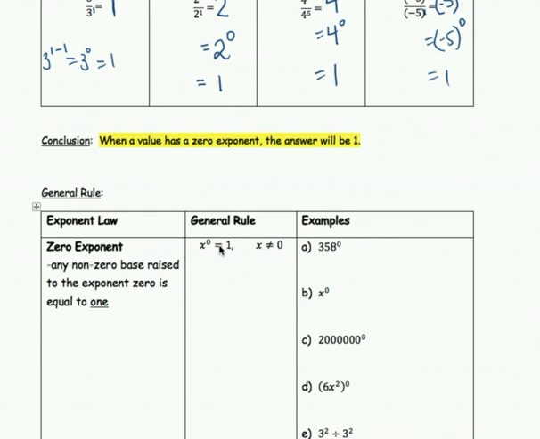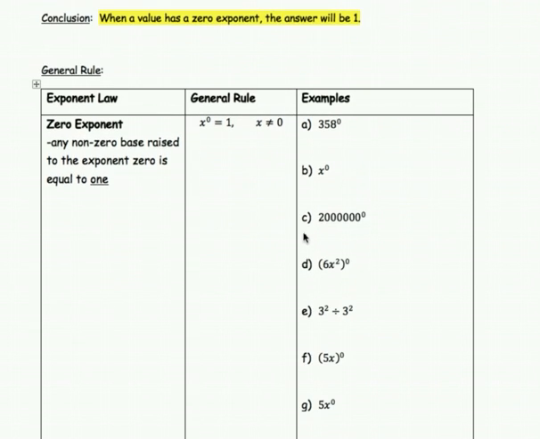If it has an exponent 0, it'll equal 1. Okay, but just one condition is that you can't have x equal to 0. All right, so let's go through these ones and calculate the answers.